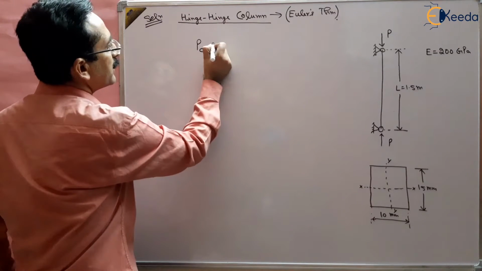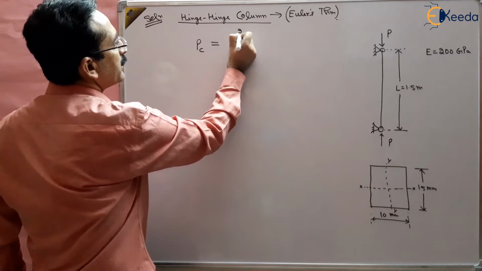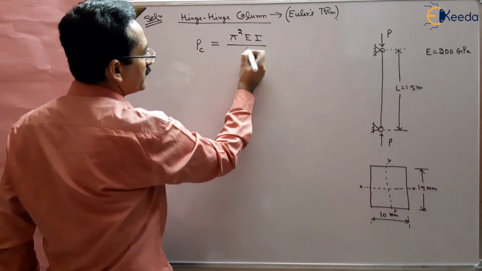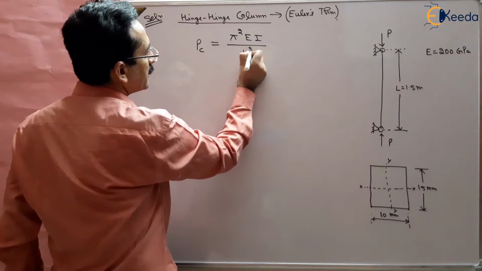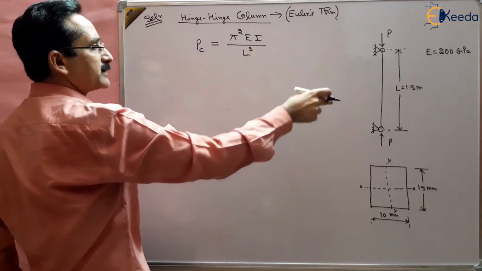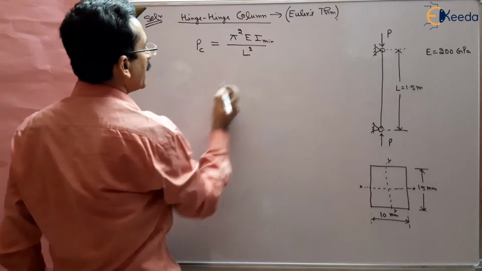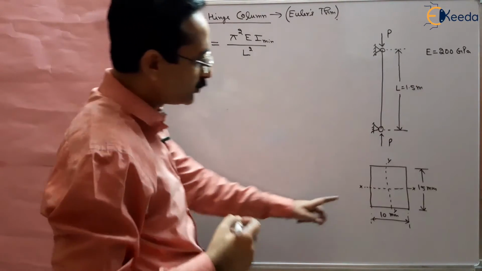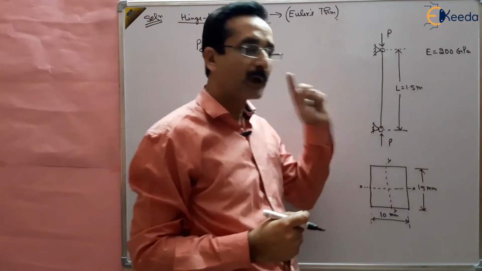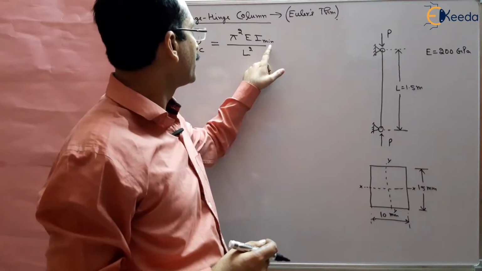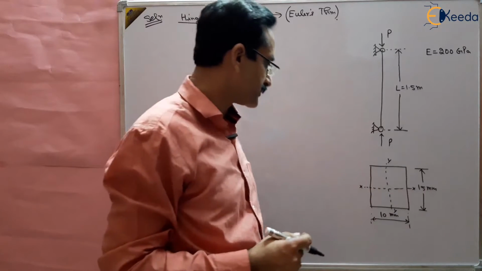Pc is equal to pi square EI upon L square. This is used when both the ends are hinged, right? And I is the minimum moment of inertia out of the two moments of inertia, right? So it will buckle in that direction in which the moment of inertia is minimum. So we will find out the minimum moment of inertia first, right?